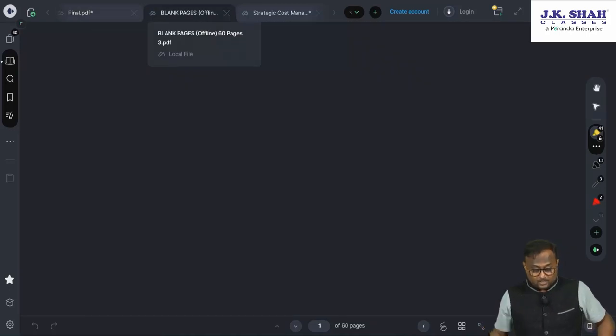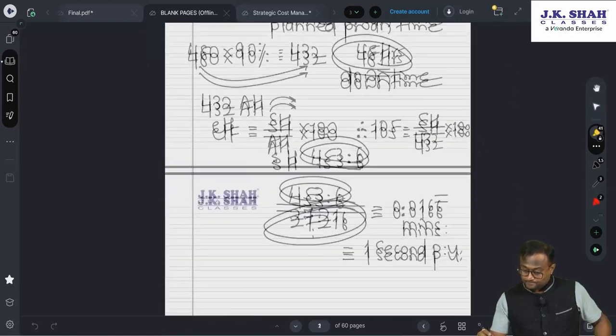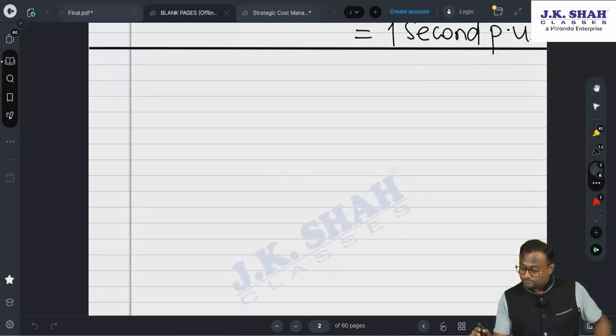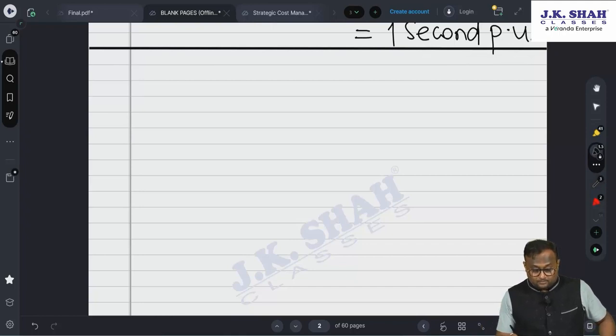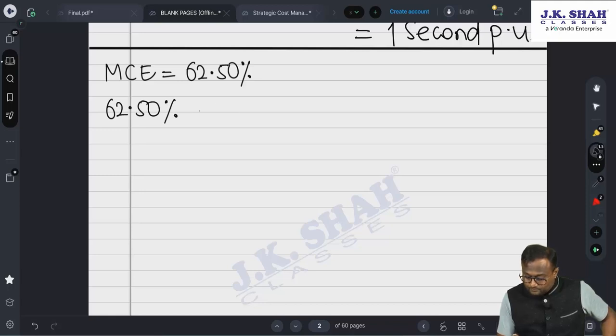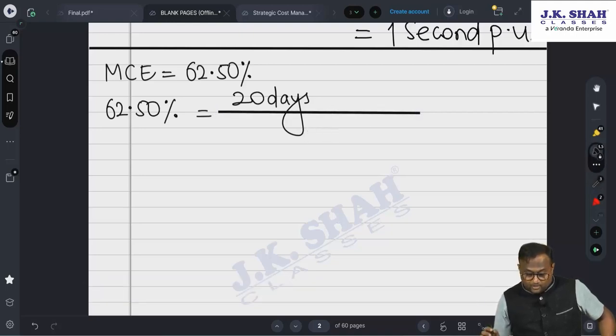Now, first of all, if you talk about your cycle efficiency to be 62.5 or 62.50, you need to find out the total time on the basis of this. So 62.50 is the actual production time divided by total time available. If I talk about actual production time and total time available, then it is 20 days production time. Then you have 6 days waiting time.